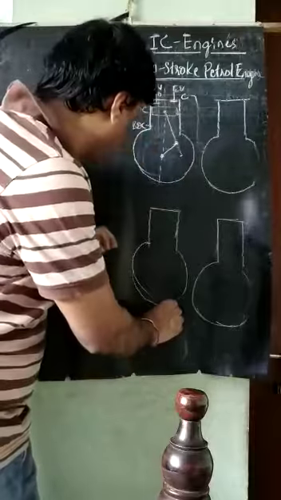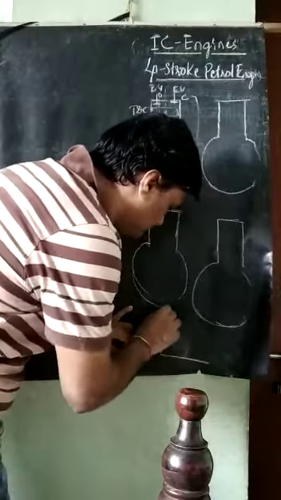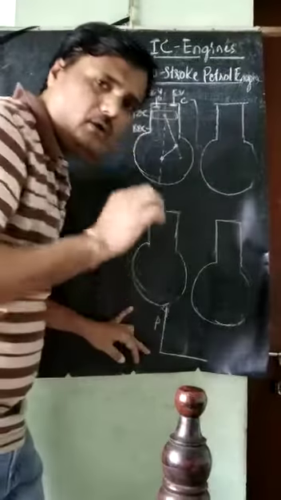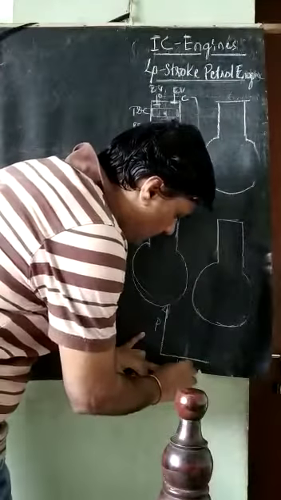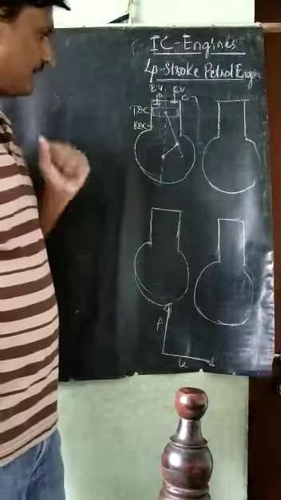I will draw this PV diagram somewhere here just to see this. P is on the vertical axis and V is on the horizontal axis. So what happens here now?